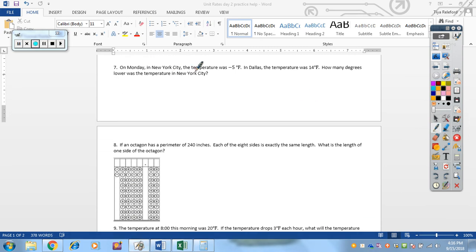Number 7, word temperature means you need a number line. In New York, the temperature was -5. In Dallas, the temperature was 14. Now that's a positive 14, so it's up here. How many degrees lower was the temperature in New York City? So we want to know from here to here, how much lower is it? Well, from here to here is 14, and from here to here is 5. So altogether, that is 19.